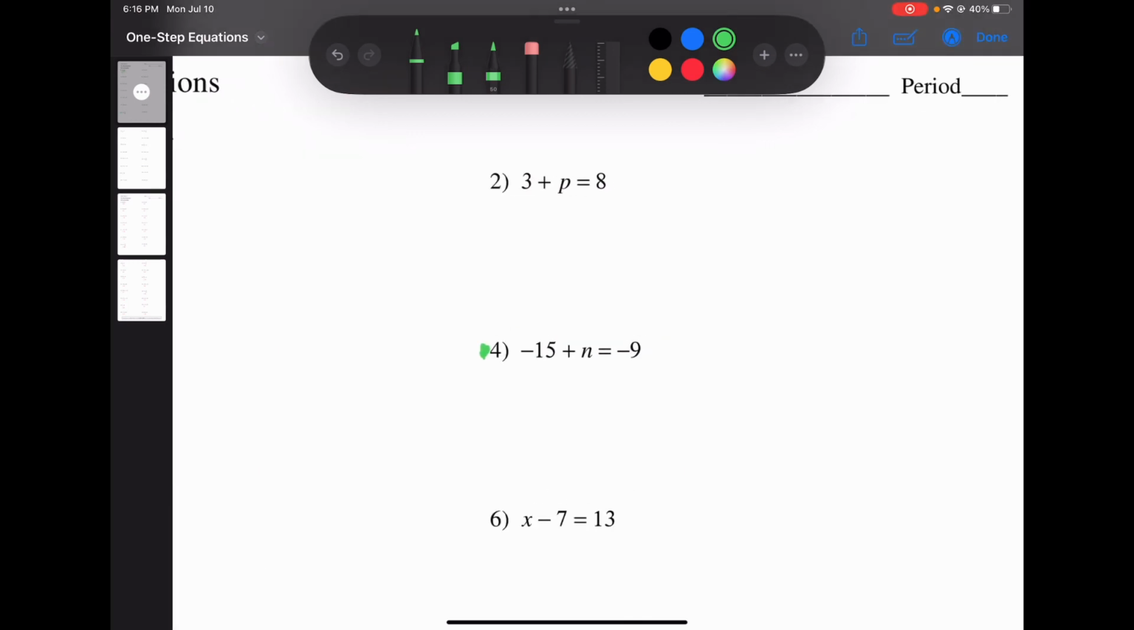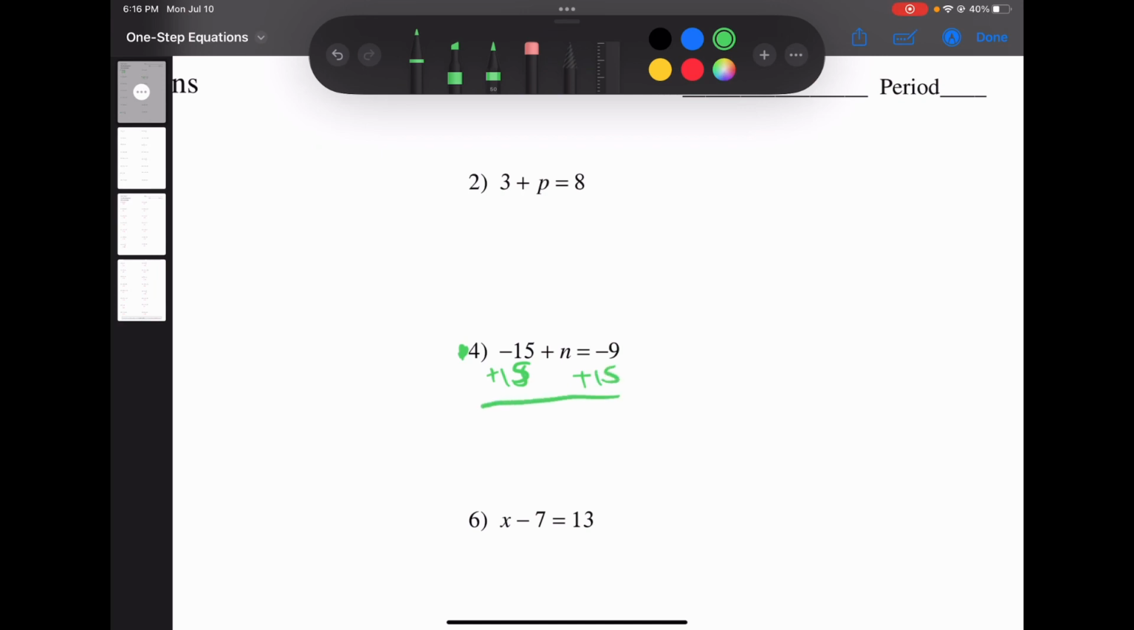Next, negative 15 plus n is equal to negative 9. So negative numbers involved here. We have to, again, get n by itself. So we have to add 15, because if we subtract it, that's not going to get rid of the negative. So we're going to have plus 15 on both sides. Negative 9 plus 15, that's 6. Another way to think about it is 15 minus 9, which is also 6. So n is equal to 6.